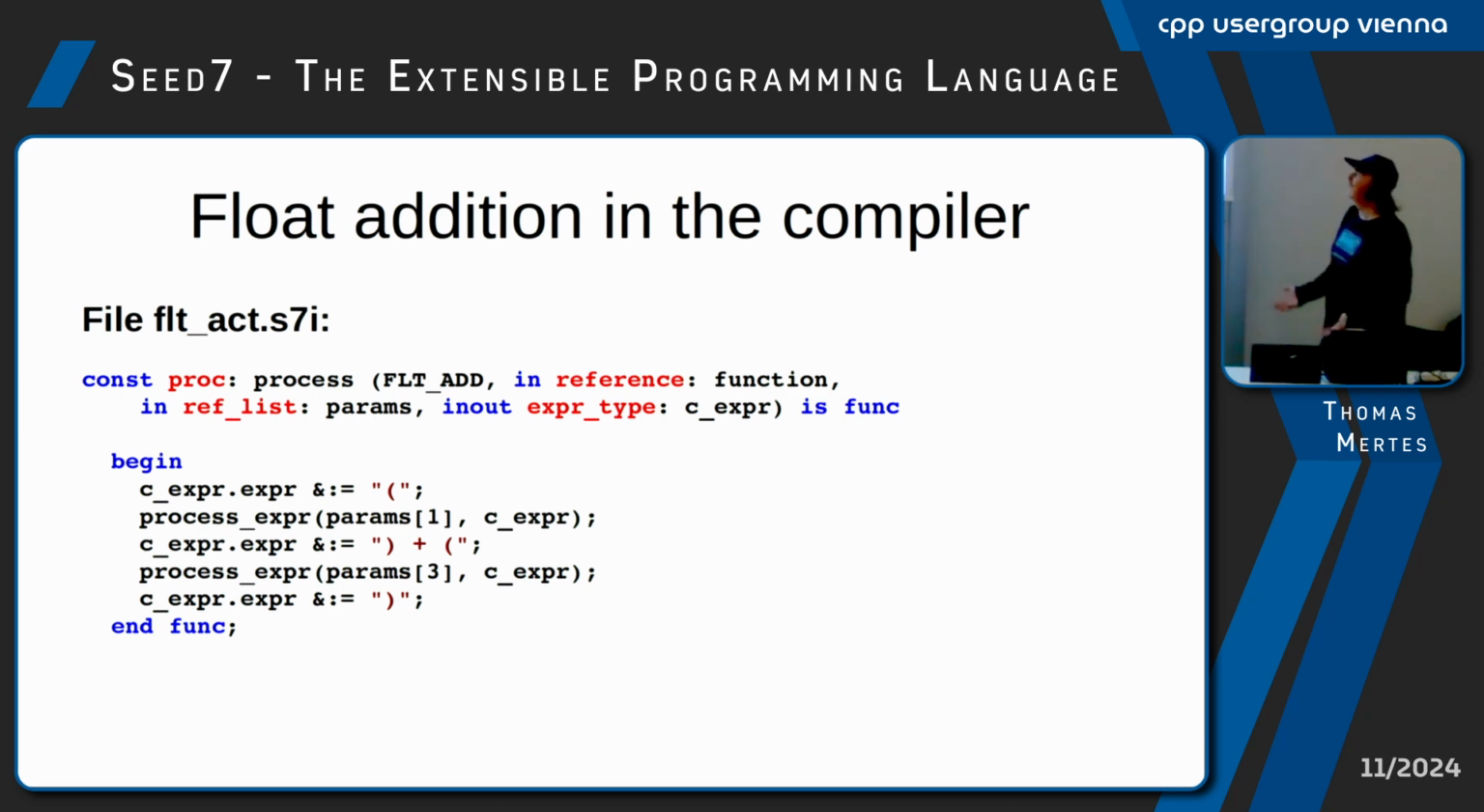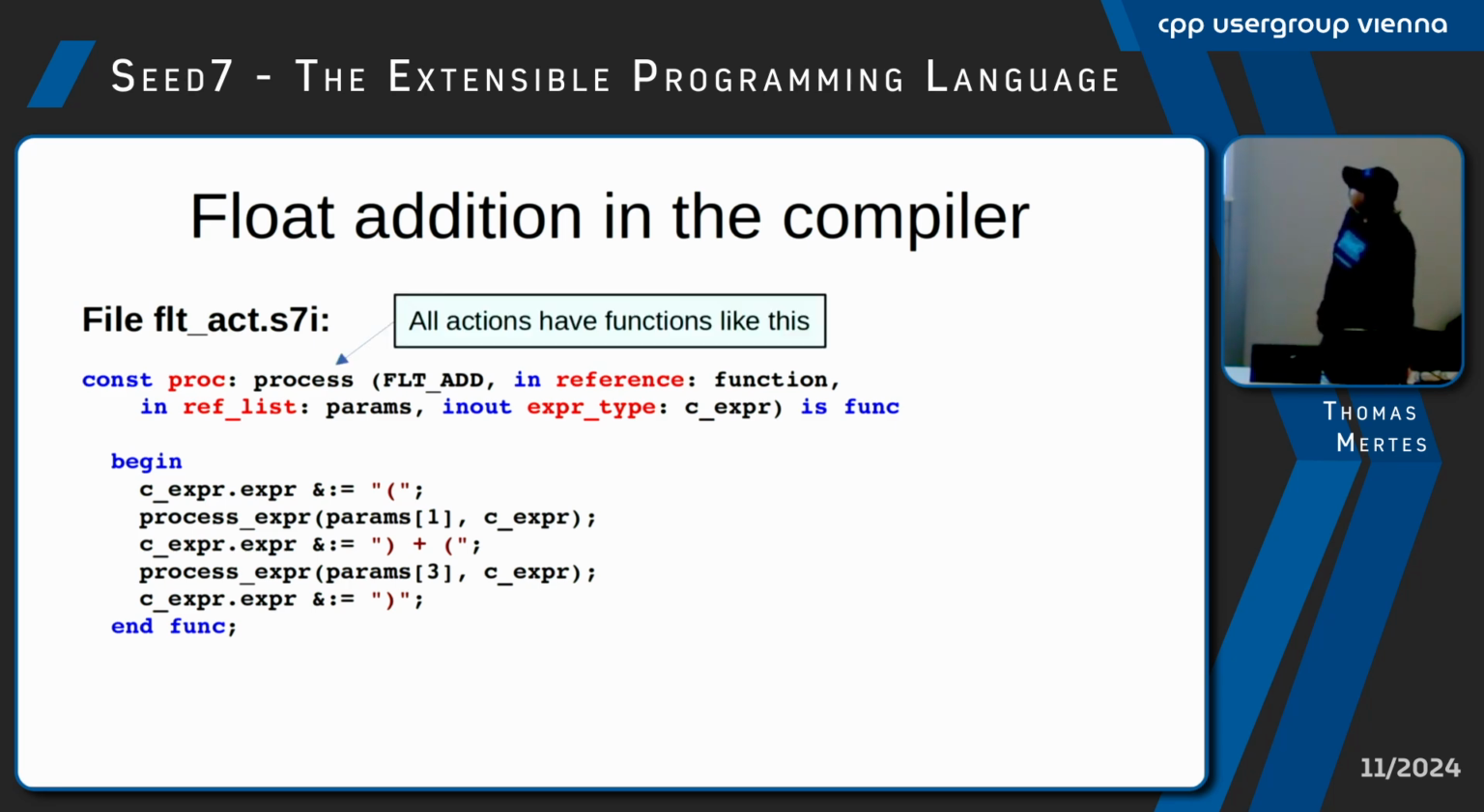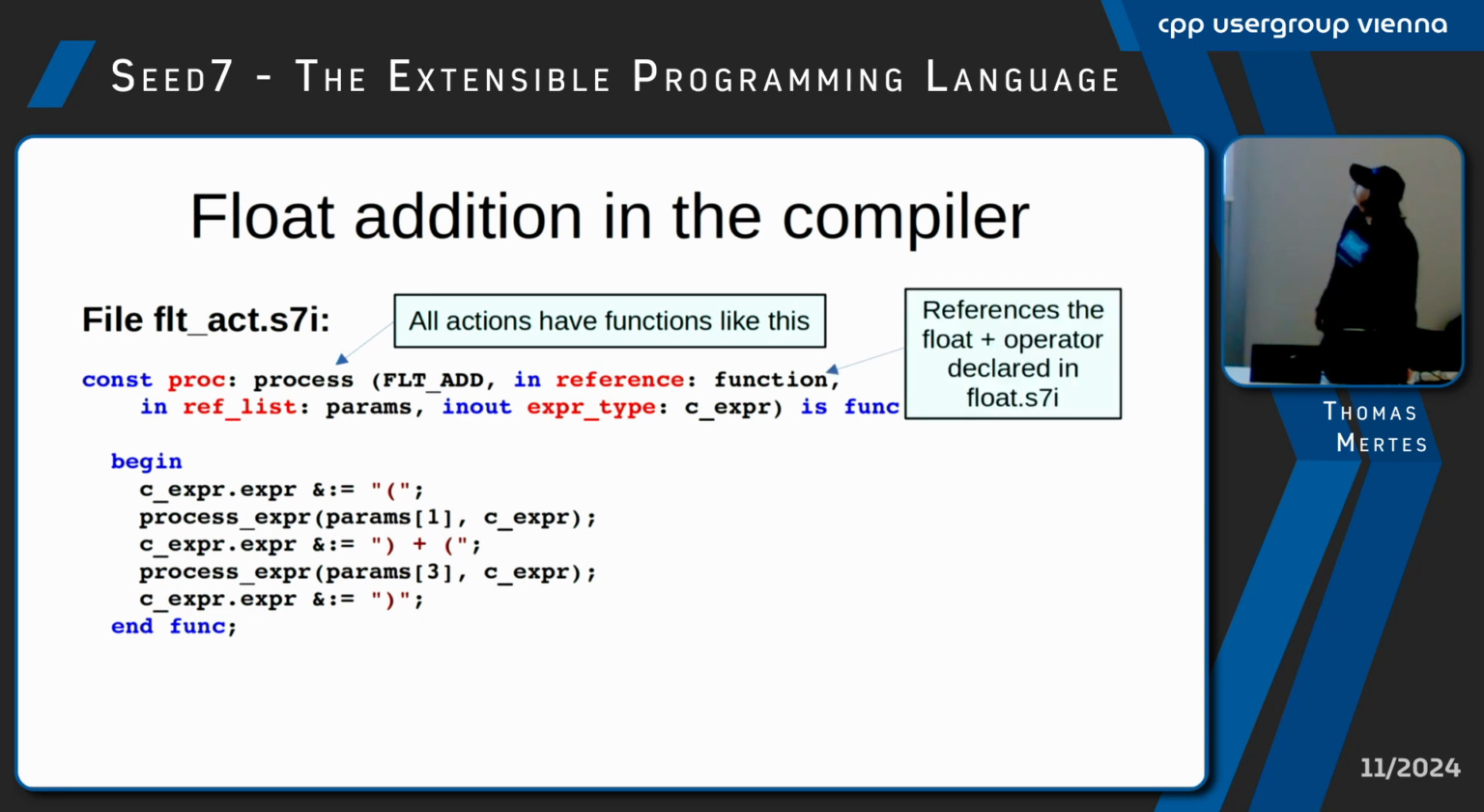There is also a compiler in Seed7. So this is the Seed7 compiler's code. And now we are back to Seed7 code. And well, this is similar, because all these actions have functions like this. Process function, and they get a reference to the original operator. This is not used in this case, but some functions use it. And this is the parameter list.